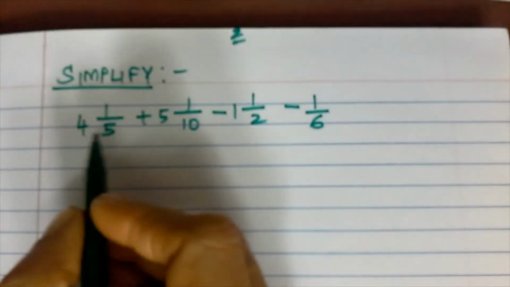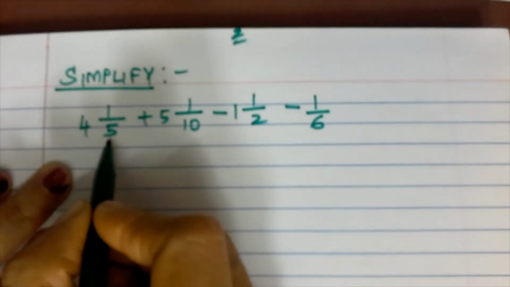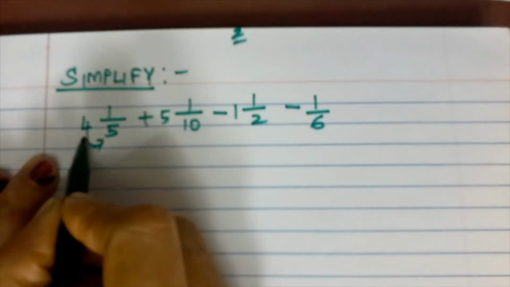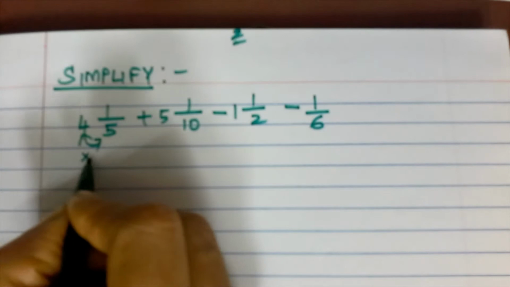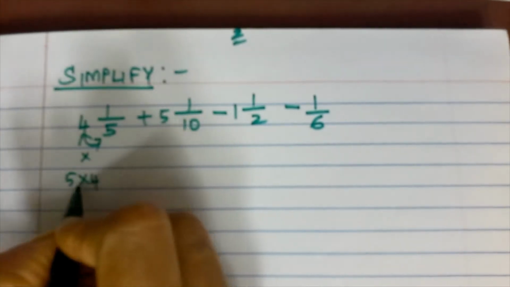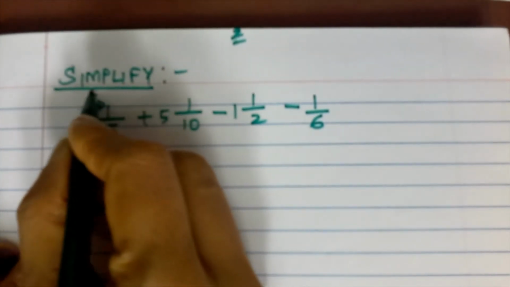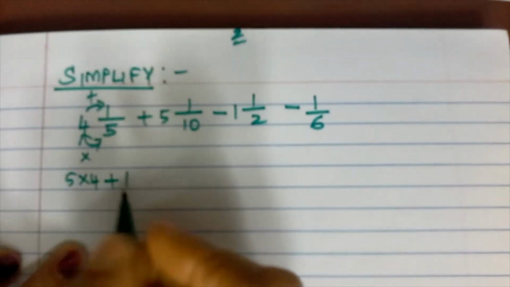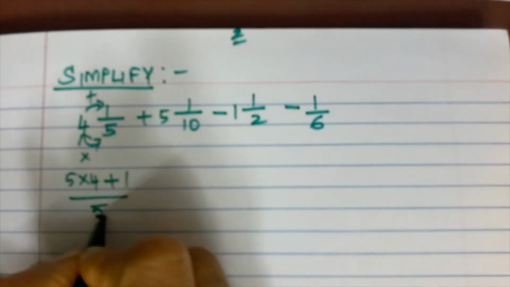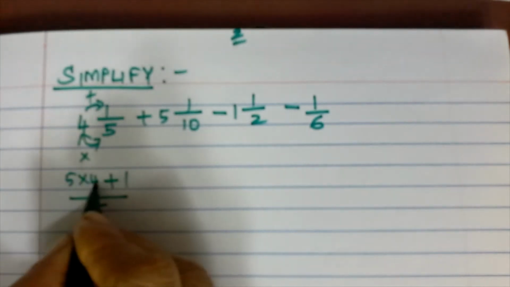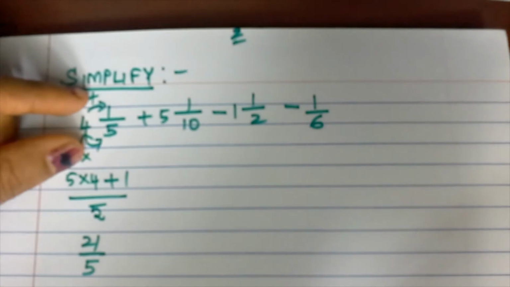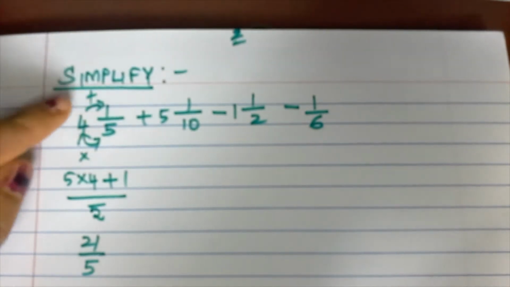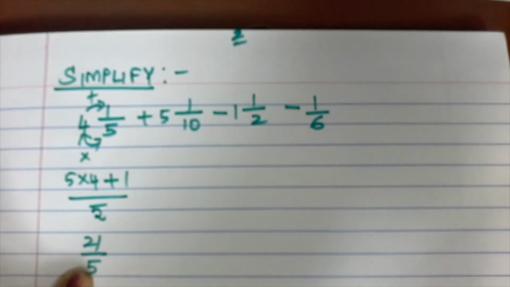So let's get started. It is 4 1 by 5. How do I convert? I first multiply the denominator with the natural number, so 5 into 4, and with the answer I add the numerator, plus 1, divided by 5. 20 plus 1 will be 21 by 5. So I have converted this mixed fraction into an improper fraction, 21 by 5.